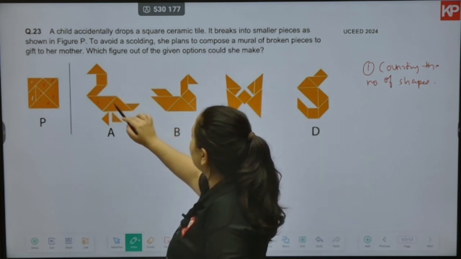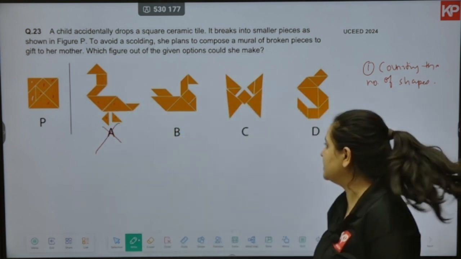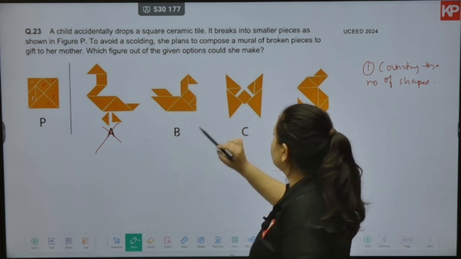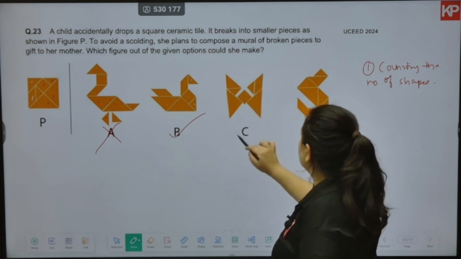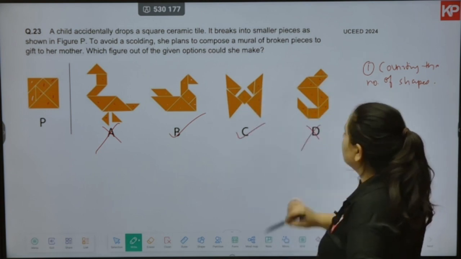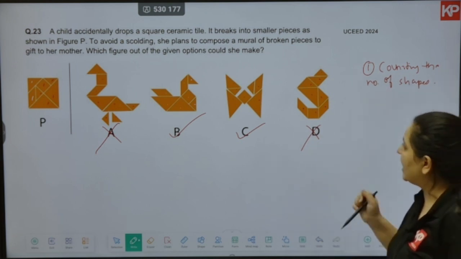1, 2, 3, 4, 5, 6, 7, 8. So eliminated. It should be 7. 1, 2, 3, 4, 5, 6, 7. Okay. 1, 2, 3, 4, 5, 6, 7. Okay. 1, 2, 3, 4, 5, 6, 7, 8. Again, D is not the correct option. So now we have to choose between A and B.